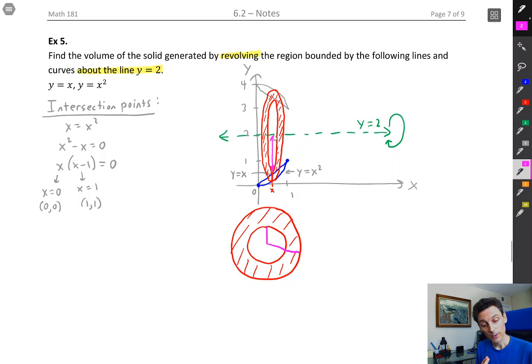So we're going to take the y value up on top minus the y value down the bottom here. So that's y equals 2 minus y equals x to get that vertical distance from y equals 2 to y equals x. So the formula for that will just be 2 minus x. It's kind of like the top y value minus the bottom y value. Very similar to 6.1 when you're trying to figure out what the heights of those rectangles are. So we'll have 2 minus x gives us a formula for the inner radius.